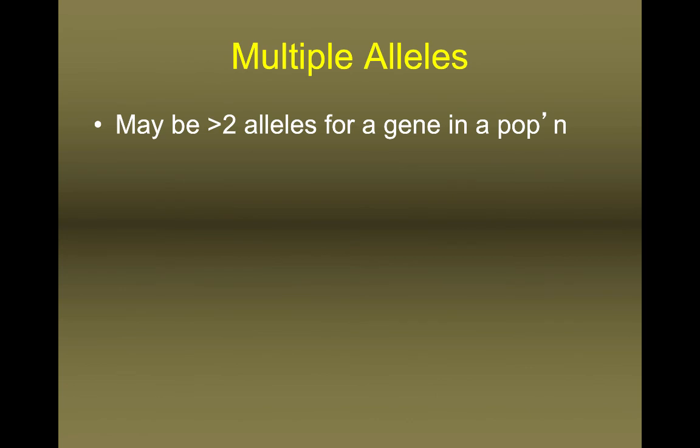Now, another scenario, which we haven't talked about yet, is what happens if you have more than just two alleles in the population? What happens if you don't just have two? You've got maybe a dominant and a recessive, and that's all there is. What happens if you have 3 or 4 or 5 or 10 different alleles in the population? That's going to make it a bit more difficult to track the genetics of the inheritance in this population.